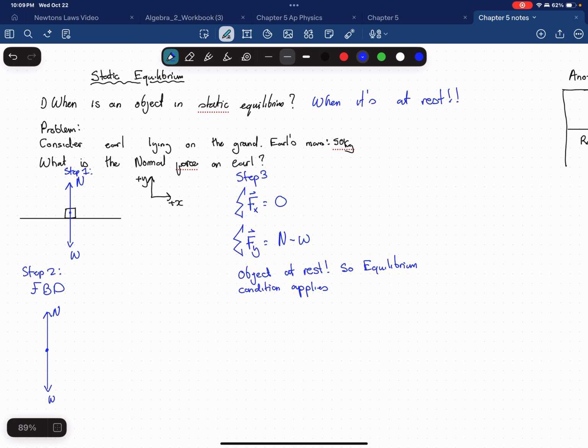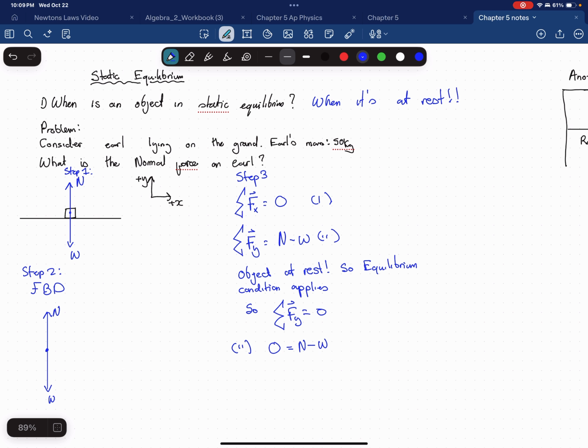Yeah, so that means f of y is going to be equal to 0. And f of x should be equal to 0, but we already know that from the net forces as well. So f of y equals 0. All right, so now our equation, if I say this is equation 1 and equation 2, looks like 0 is equal to the normal force minus the weight.